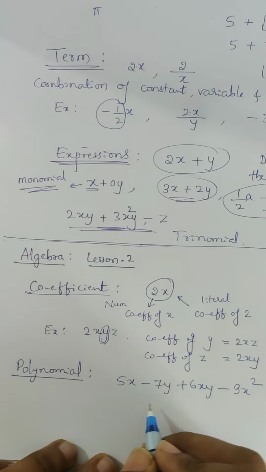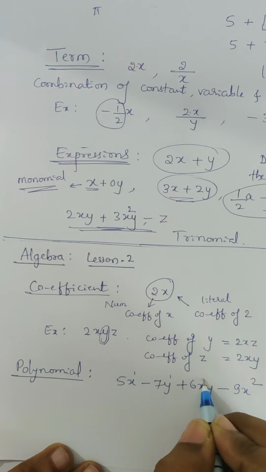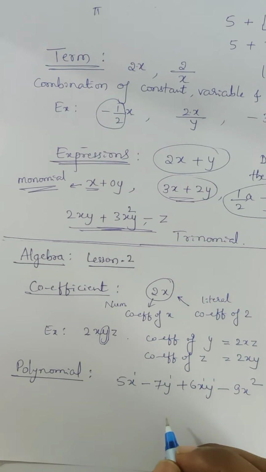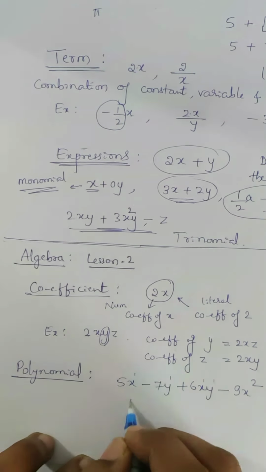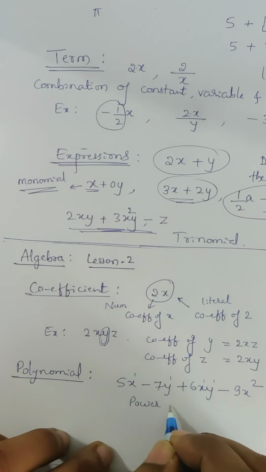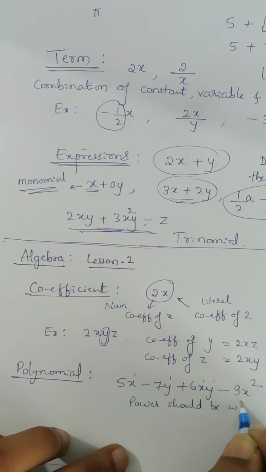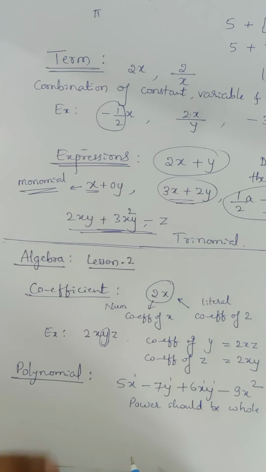But one condition here is that the powers of the variables should be whole numbers. That means powers should not be negative, powers should not be fractions. Power should be a whole number. Then only we can call it a polynomial.